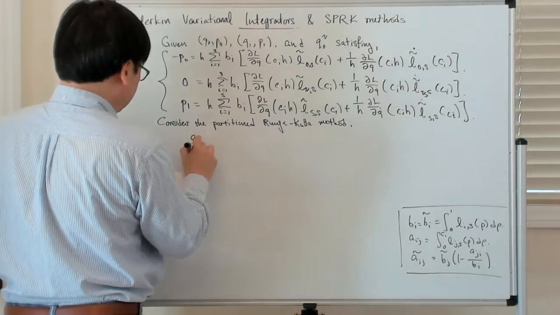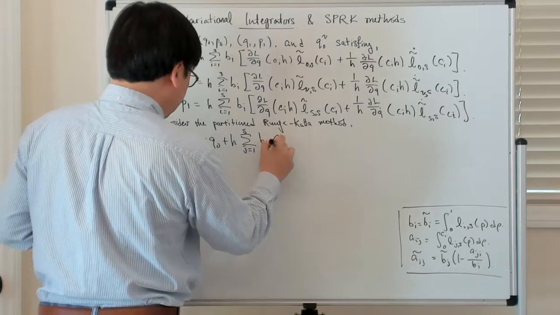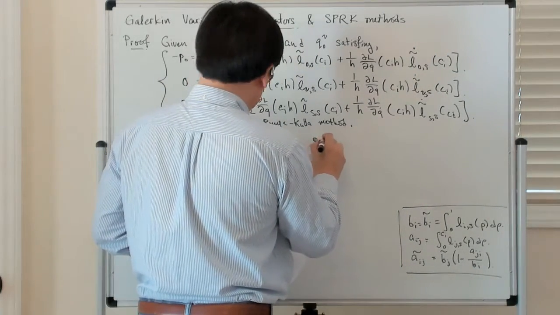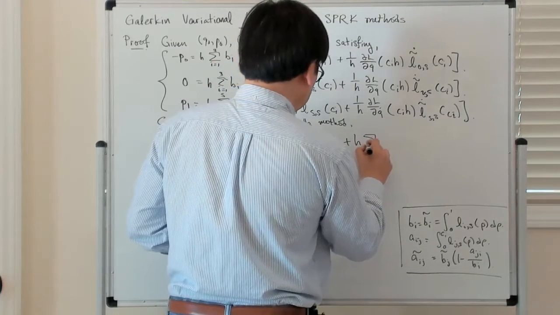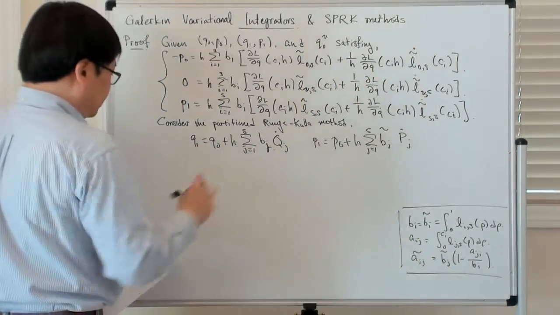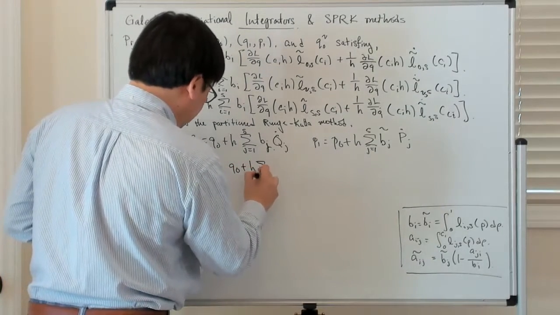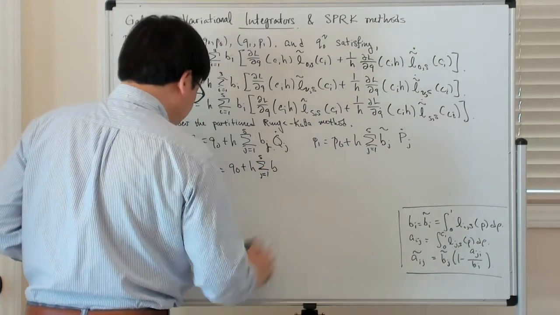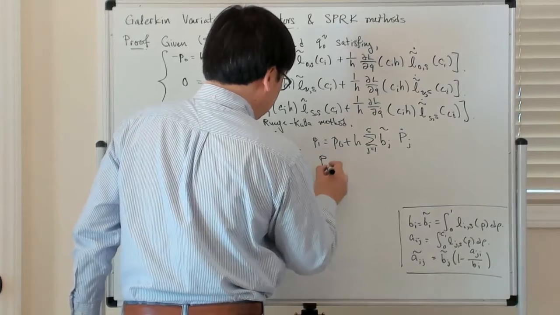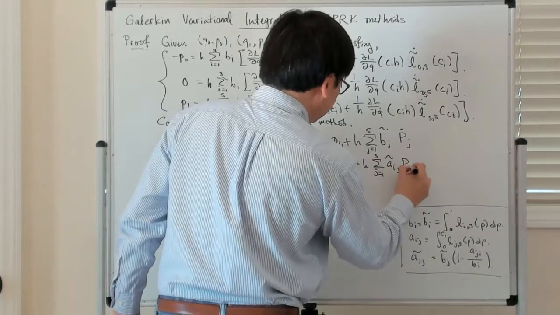Okay, so this looks like Q1 equals Q0 plus h, the sum from j equals 1 to s of bj Qj dot. Then P1 is equal to P0 plus h, the sum from j equals 1 to s of bj tilde Pj dot. Those are the updates, and then you have to define what the internal stage values are. Qi is equal to Q0 plus h, the sum from j equals 1 to s of Aij Qj dot, and Pi is equal to P0 plus h, the sum from j equals 1 to s of Aij tilde Pj dot.